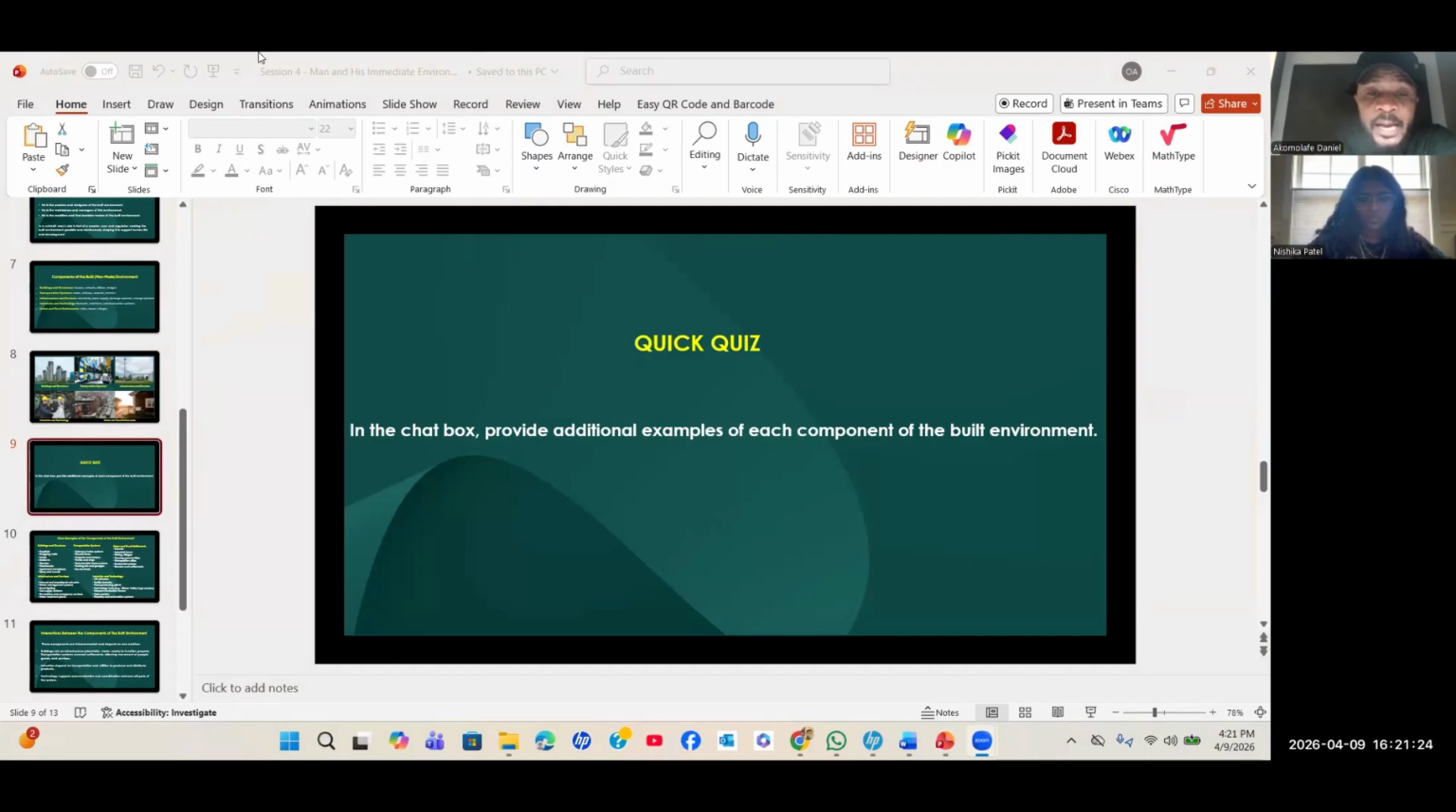Before you put them in the chat box, you tell me this component has the following examples, okay? The first one is transportation, the second one is also transportation, and then the third one is building and structures, okay? So we have the third one. The third component is what?